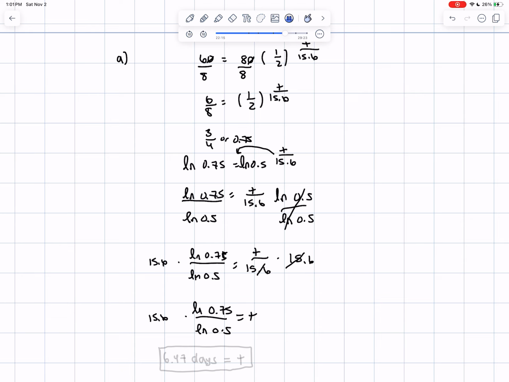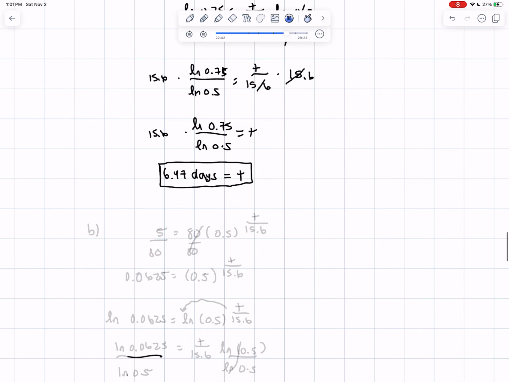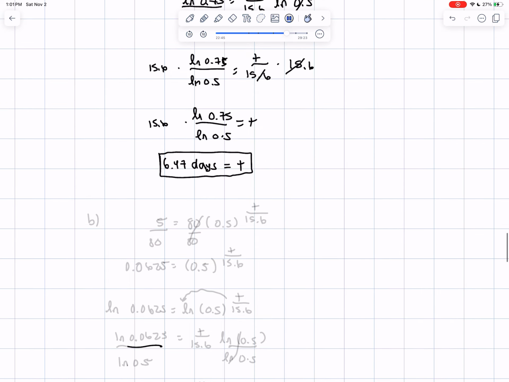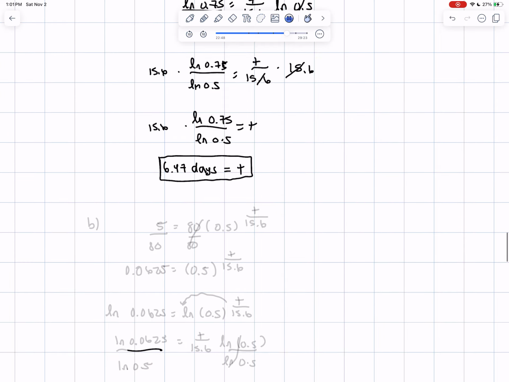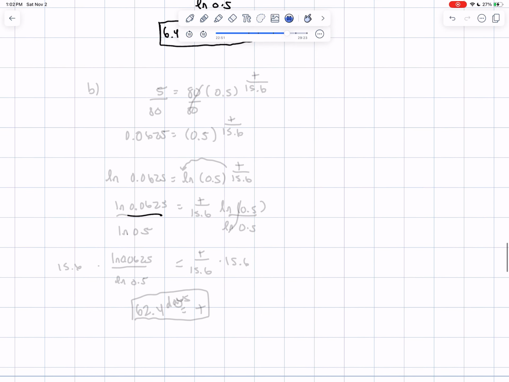So I'm finding that it's going to take, let's see, I get 6.47. So t equals 6.47, and the next number next to it was 4, so I'm not going to round up. So it's going to take 6.47 days for there to be, what do we start with, 60 grams. So it's going to take 6.47 days for it to turn to this amount in the sample, 60.